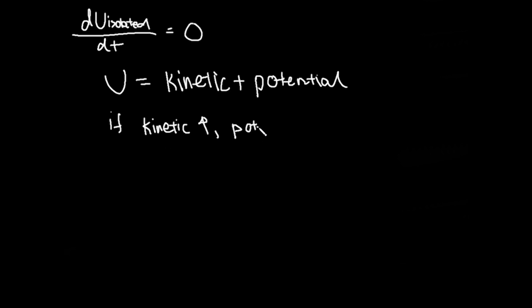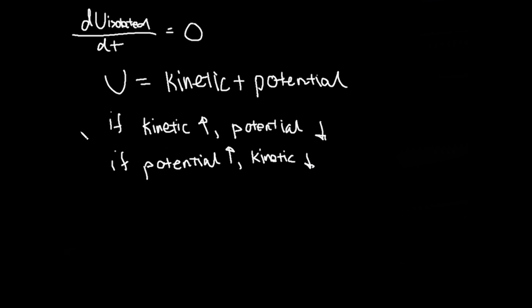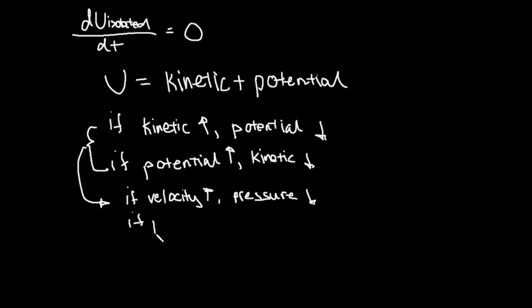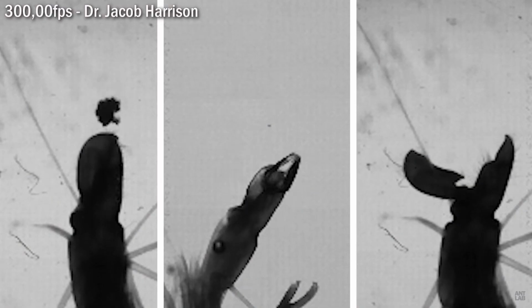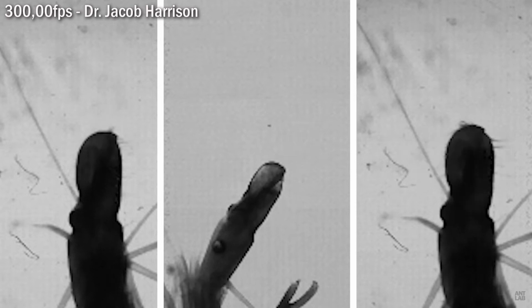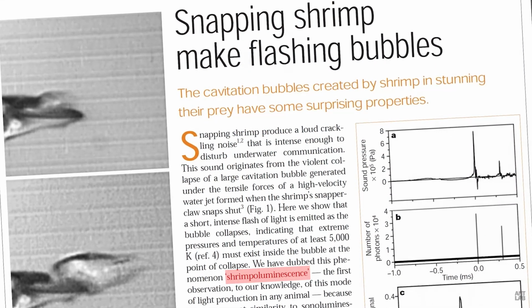the other form. In the case of the pistol shrimp, the claws increase the kinetic energy of water by shooting water at high velocity. Consequentially, the water loses potential energy or pressure, and this pressure falls below the water's vapor pressure, creating water vapor. The collapse of the bubble produces temperatures equivalent to the surface of the sun and even creates light, a phenomenon known as shrimpoluminescence.